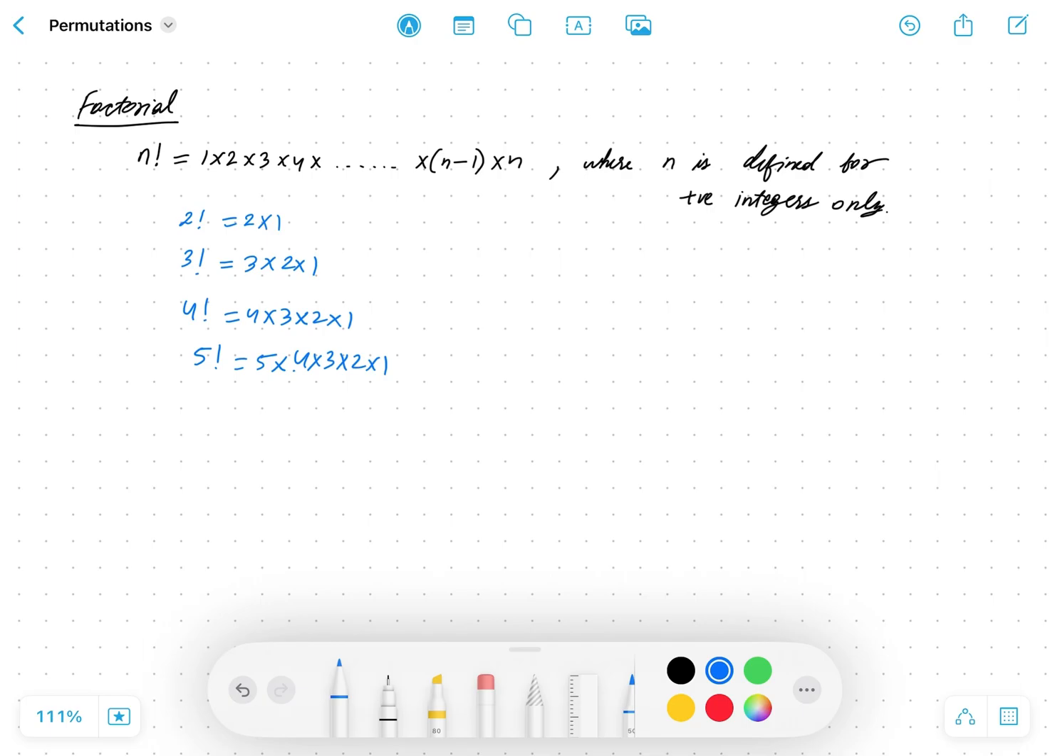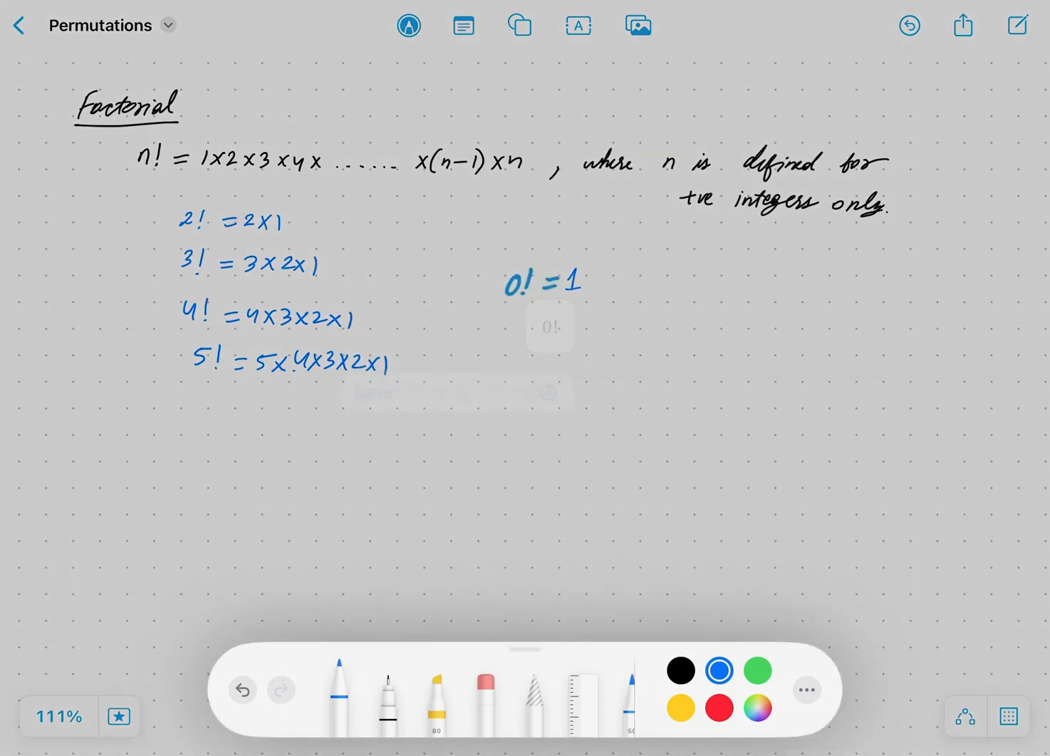So since we are doing permutations, we are going to require 0 factorial also. As we require 0 factorial in the later section of this permutation chapter, and it does not make any sense to define it as the product of the integers from 1 to 0. So we define 0 factorial as 1. Okay.